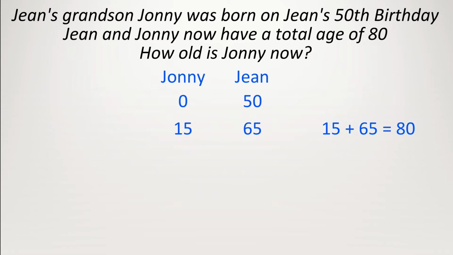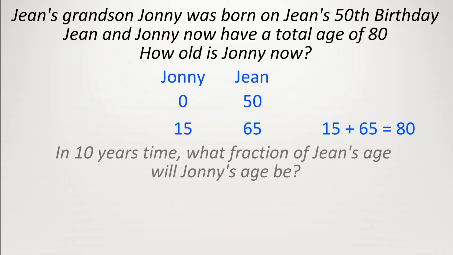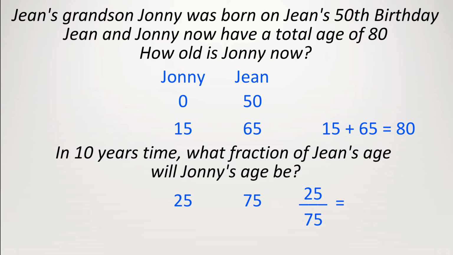Johnny is now 15. In 10 years' time, what fraction of Jean's age will Johnny's age be? Let's work out how old they will each be in 10 years' time. Johnny's 15, Jean is 65. So in 10 years' time, Johnny will be 25. And Jean will be 65 plus 10 equals 75. Now we make it a fraction. 25 over 75 equals what? Simplify this. Notice they are both in not just the 5 times table, but the 25 times table. Divide top and bottom by 25, we get 1 over 3.